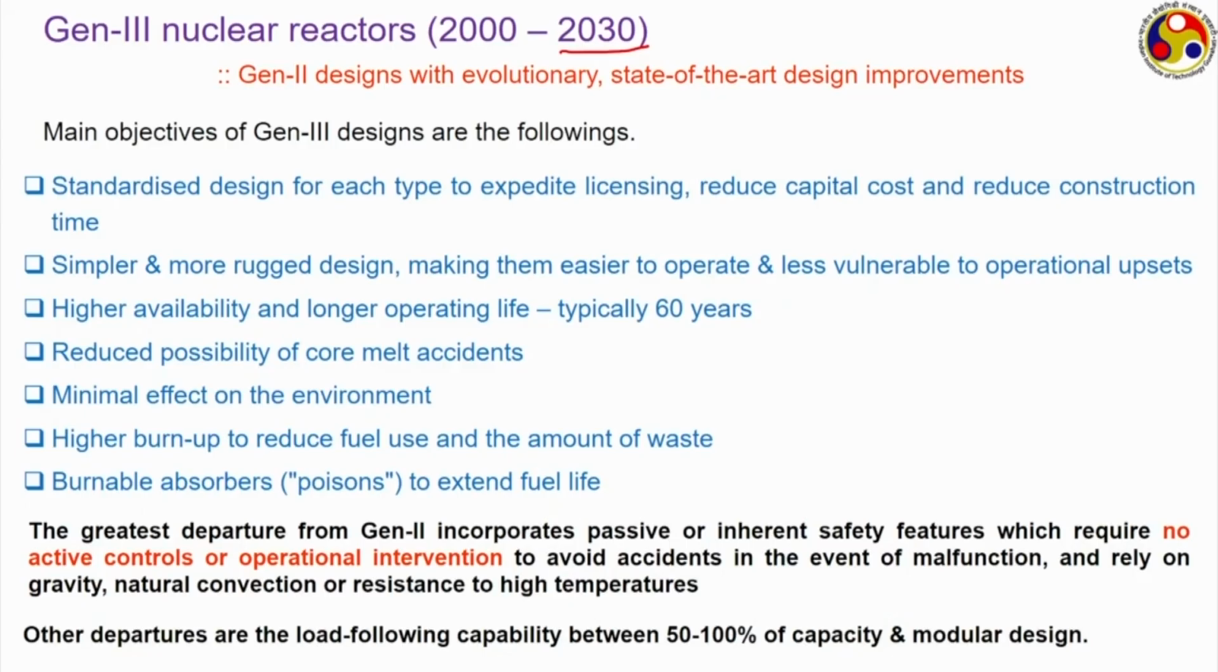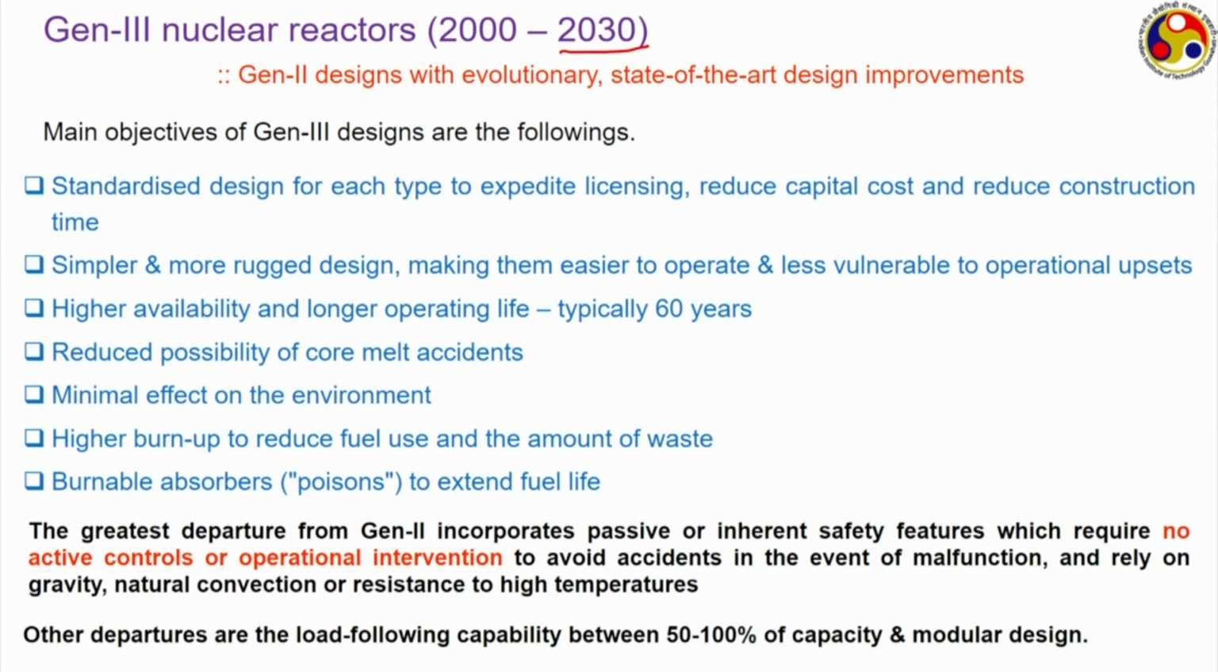Another important departure from generation 2 is high load following capability. Generation 2 reactors had very little load following capability, and certain designs did not have any at all. So, they can provide only the rated power, but generation 3 reactors are highly adaptable, and they can provide power from 50 to 100% of their capacity. In fact, some designs can come as low as 25% of rated capacity.